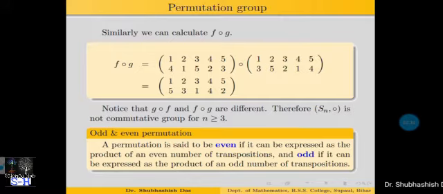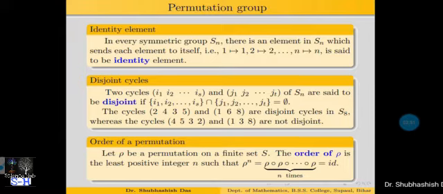Odd and even permutation. A permutation is said to be even if it can be expressed as the product of an even number of transpositions, and odd if it can be expressed as the product of an odd number of transpositions. Identity element. In every symmetric group Sn, there is an element which sends each element to itself, that is 1 goes to 1, 2 goes to 2, up to n goes to n. It is said to be the identity element.